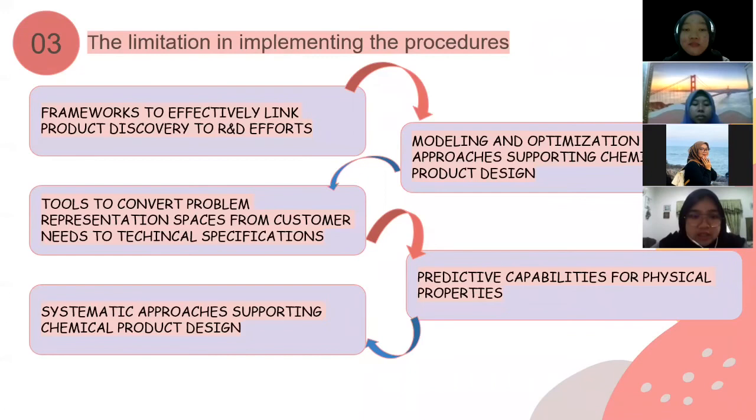Third is tools to convert problem representation spaces from customers' needs to technical specifications. Conversion of new chemical products required by customers into complete products requires data transformation between different representative spaces. So in this chemical product, a system that is very important provides a very effective understanding of the properties of performance, composition, and ingredients in a product.